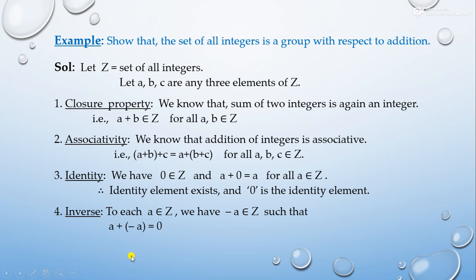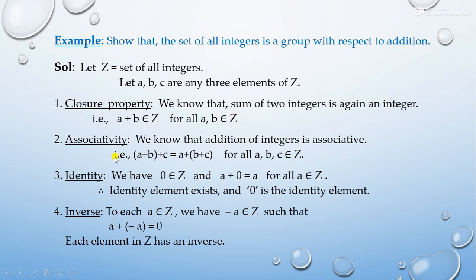So here, if we take a belonging to Z and another element, suppose minus a belonging to Z, and we add these two numbers, a plus minus a, it becomes 0. It means 0 is the identity. So when we add the two numbers, we get the identity. It means that a is the inverse of minus a and minus a is the inverse of a. It means that each element of Z has an inverse.